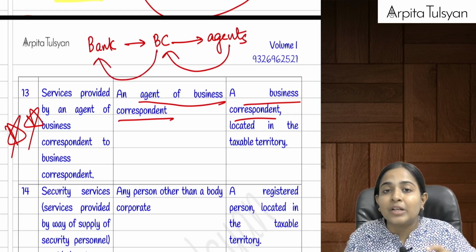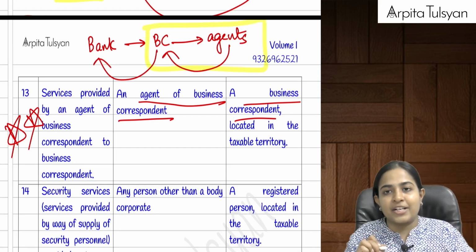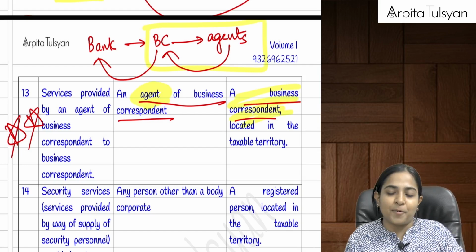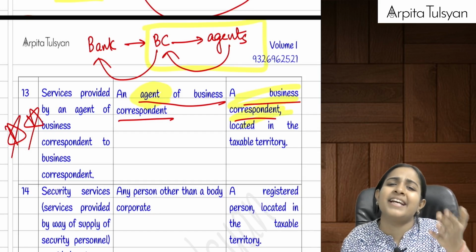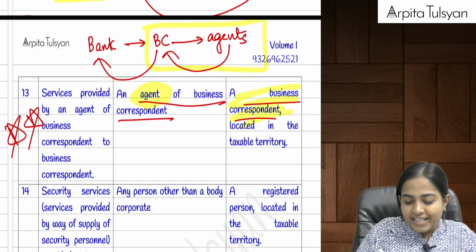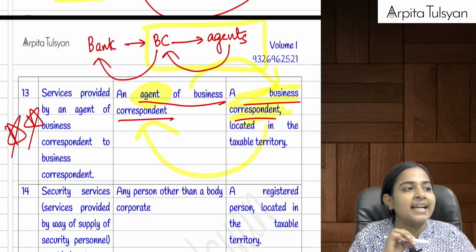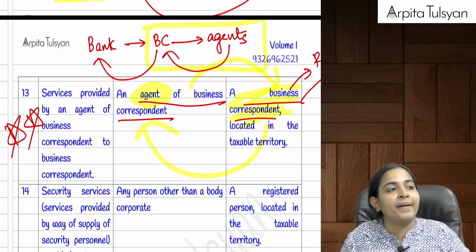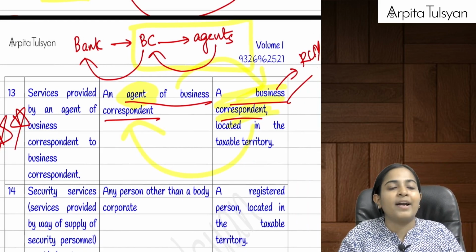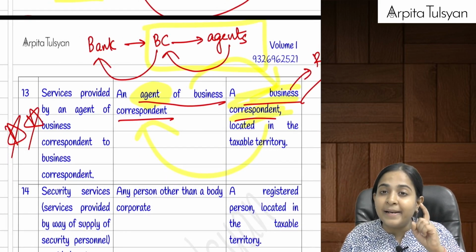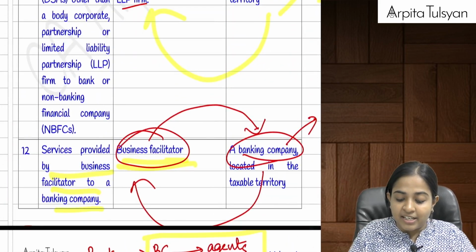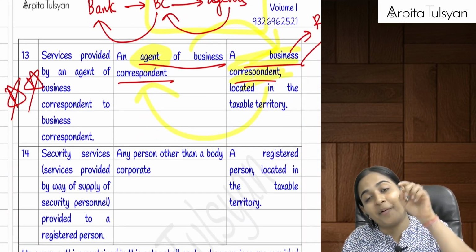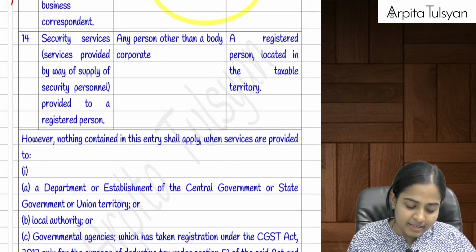Which transaction is going to come under reverse charge mechanism? Only this transaction, that is, when the service has been provided by agents of the business correspondent to the business correspondent. Agents are going to get the commission, just like insurance company agents. Similarly, agents are going to get some commission in return for the services that they have provided. This is going to come under reverse charge mechanism, that is, the business correspondent is required to pay the tax under reverse charge mechanism. Please remember, here we were talking about the business facilitator and the bank. Here we are not talking about the business correspondent and the bank. Here we are talking about agents of the business correspondent and the business correspondent, right?